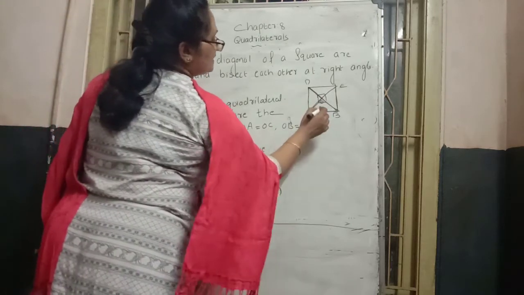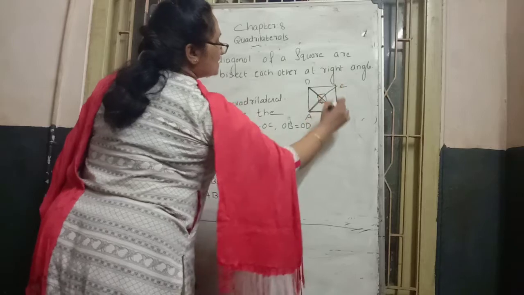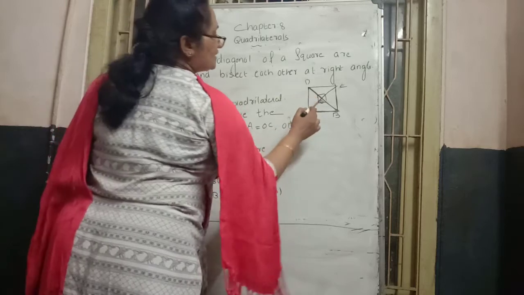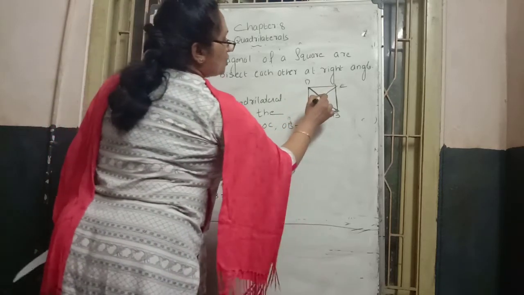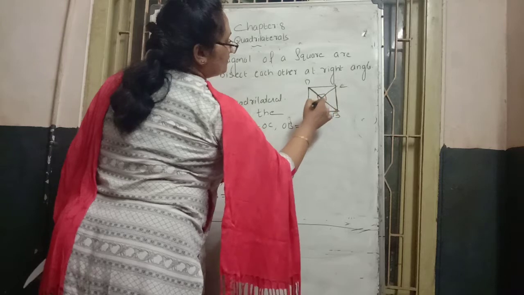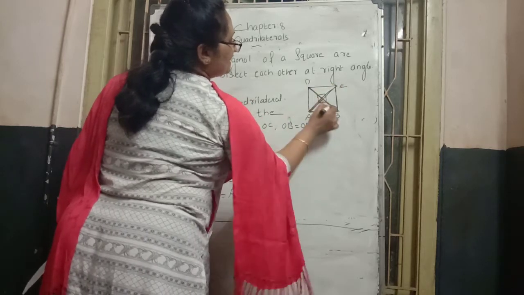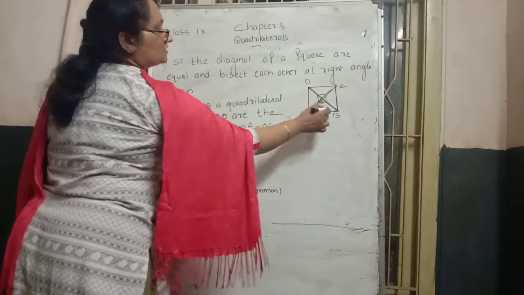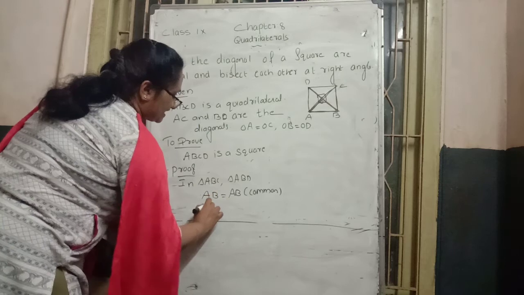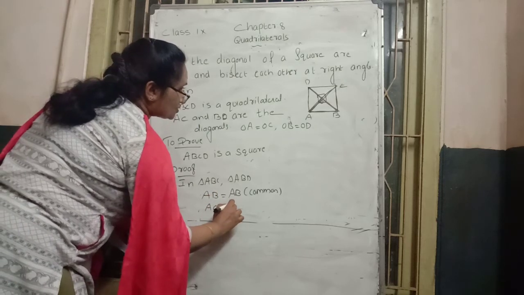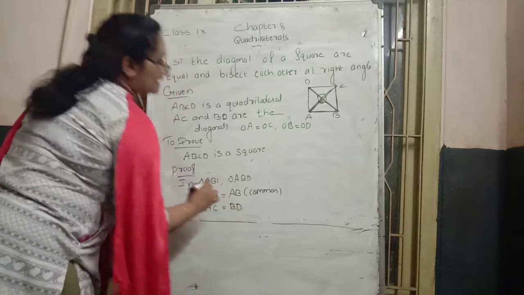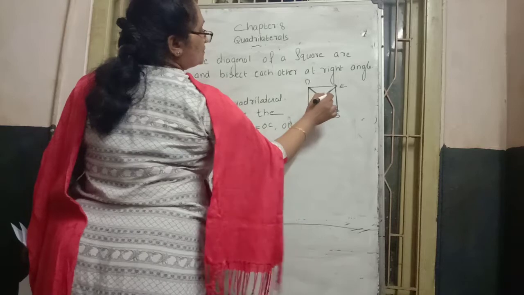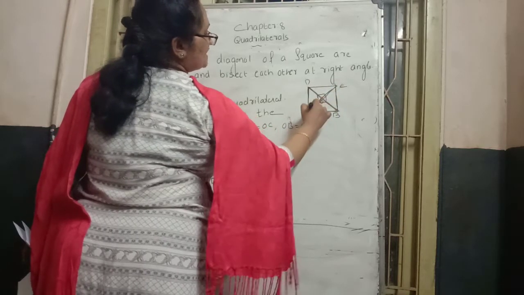Next, what can we say? Side AD and side BC are equal, which we can prove by CPCT. Here, AC and BD are equal. What is the reason? They are the diagonals of the diagram. That's why we can write AC is equal to BD. Next, which side is common there?